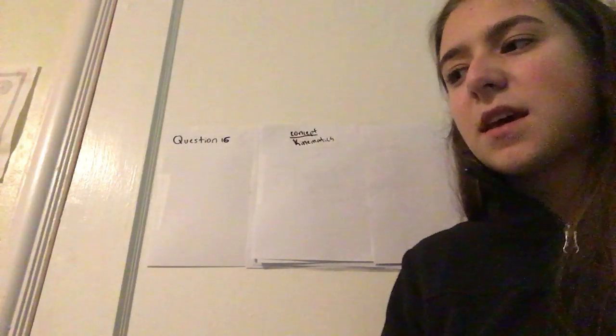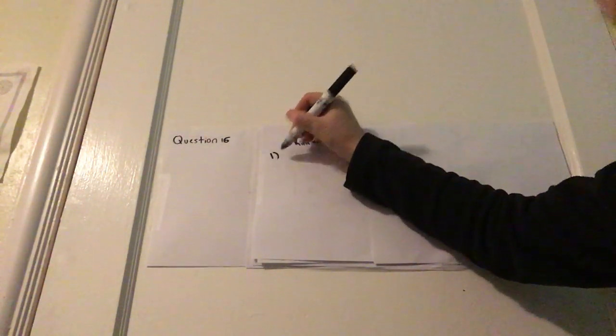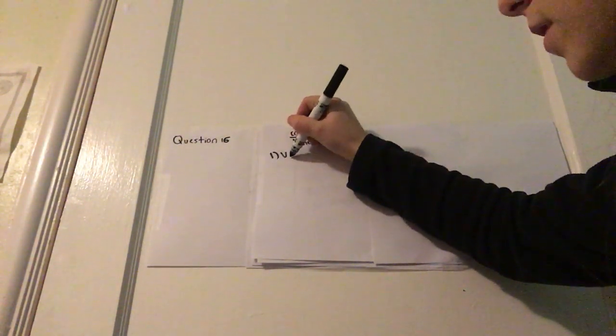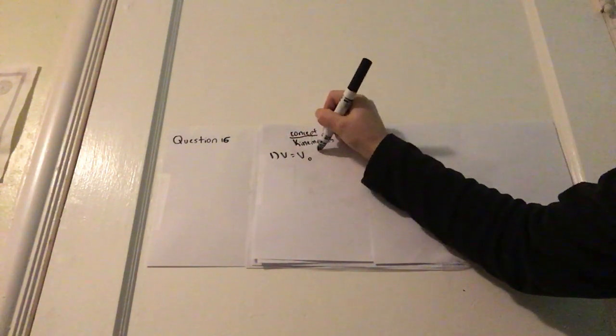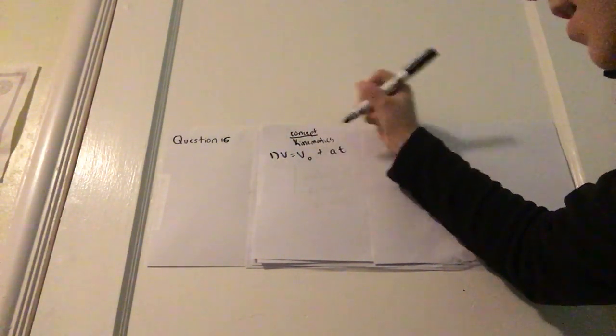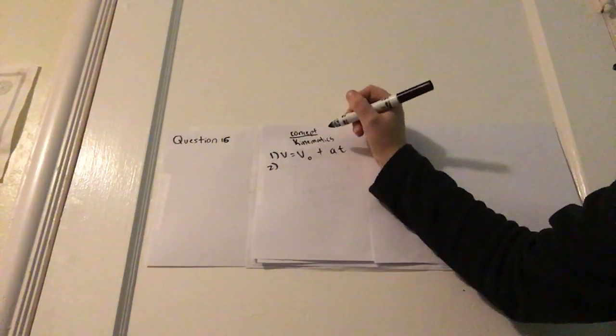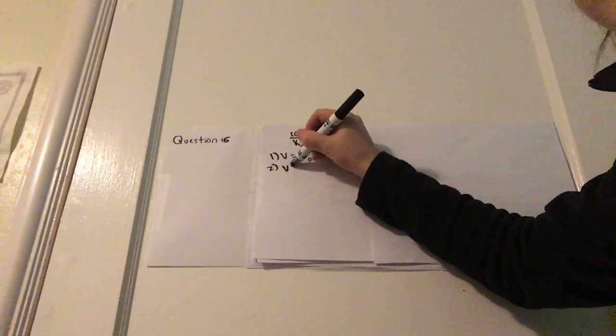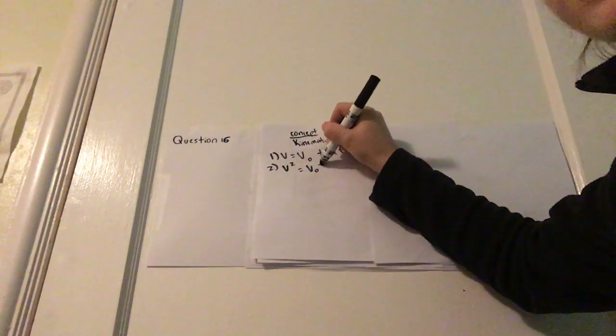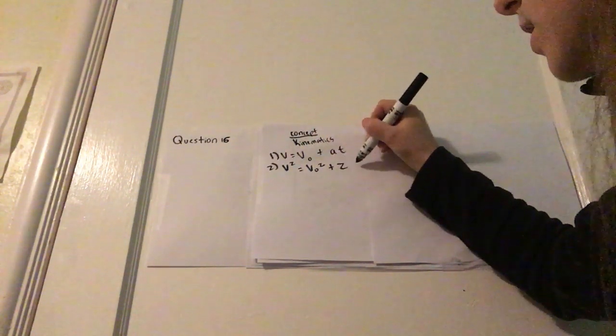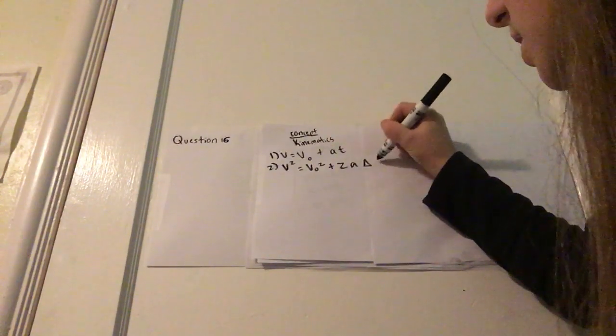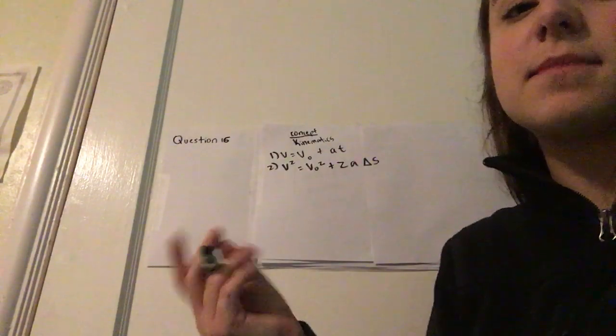So I'm going to write down the 4 kinematic equations. 3 are on the useful equation sheet, but I'll just write down all 4. So the first one is the final velocity equals initial velocity plus acceleration times time. Second one is the final velocity squared equals initial velocity squared plus 2 times acceleration times change in x, or displacement basically.